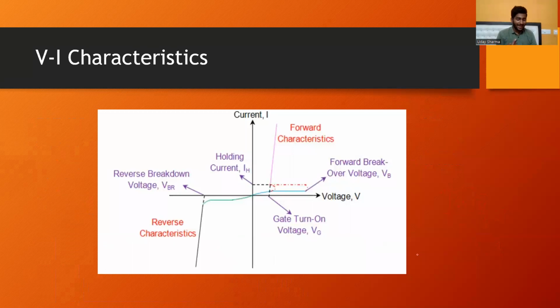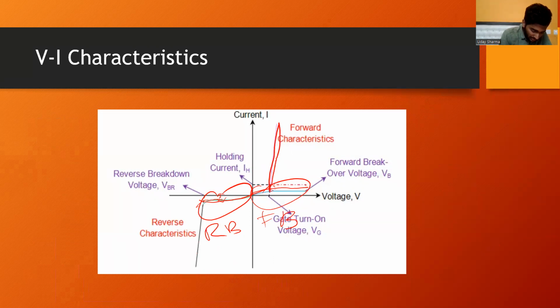We can see here the VI characteristics. We can see here the reverse characteristics. The thyristor is not on here. This is the leakage current we discussed earlier. This point is the reverse blocking mode. This point is the forward blocking mode. And here, this line is the forward conduction. This is the forward leakage current.